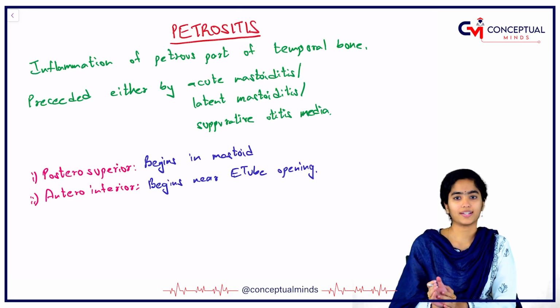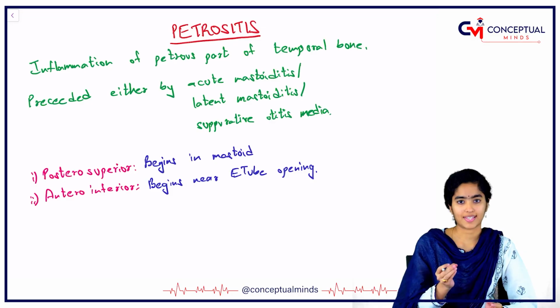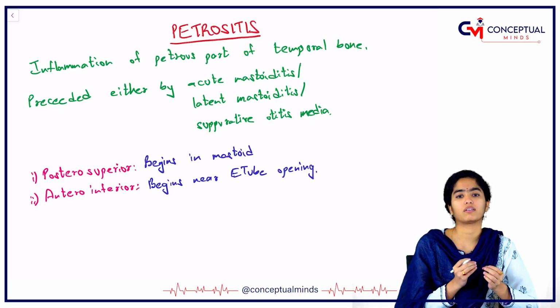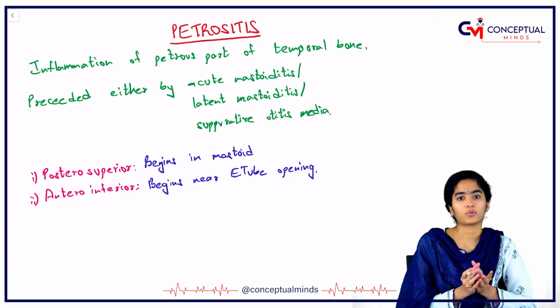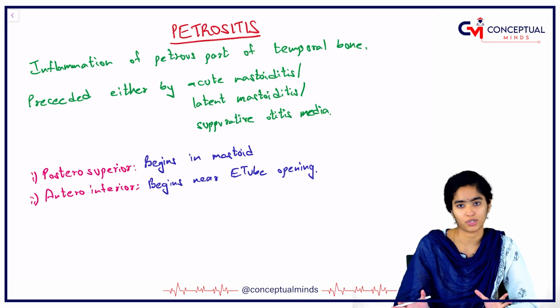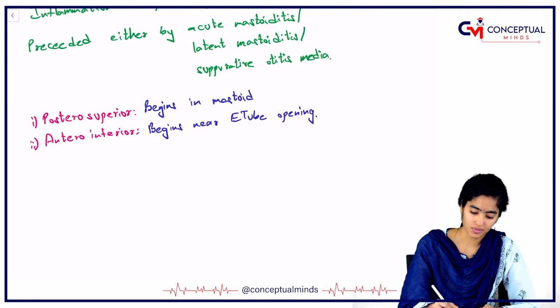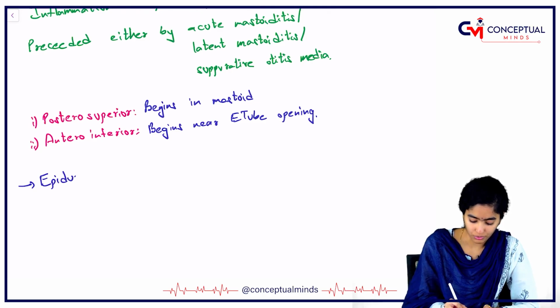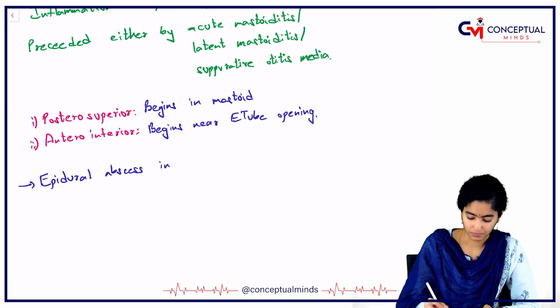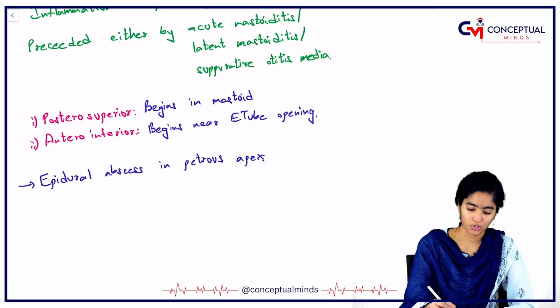Now the pathology that is occurring is very similar to what is happening in mastoiditis. The infective cells reach there, and then there is the exudate that is formed. All the purulent exudate gets accumulated, and finally it leads to abscess formation. Epidural abscess is formed in the petrous apex. It ends with the formation of epidural abscess in petrous apex.